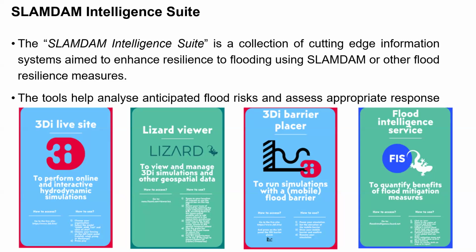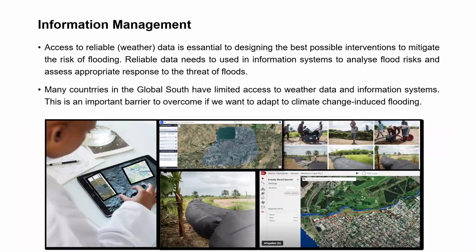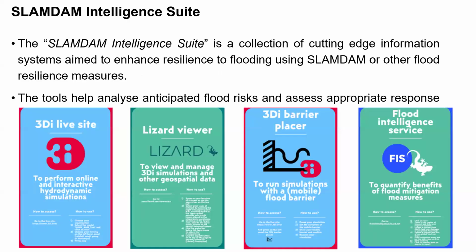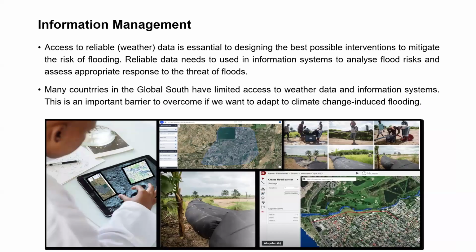Have you reduced the magnitude of the flood? Have you reduced the economic losses? So the Flood Intelligence Service, the FIS, is done prior to pressing the barrier and after pressing the barrier. Then information management. Within that intelligence system, information management is important, just as we are aware that for reliable assessment, data is essential to design the best interventions. Within this innovation, that is encompassed.